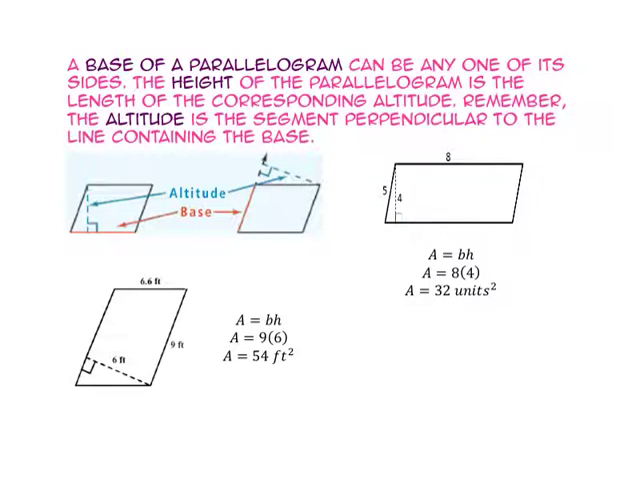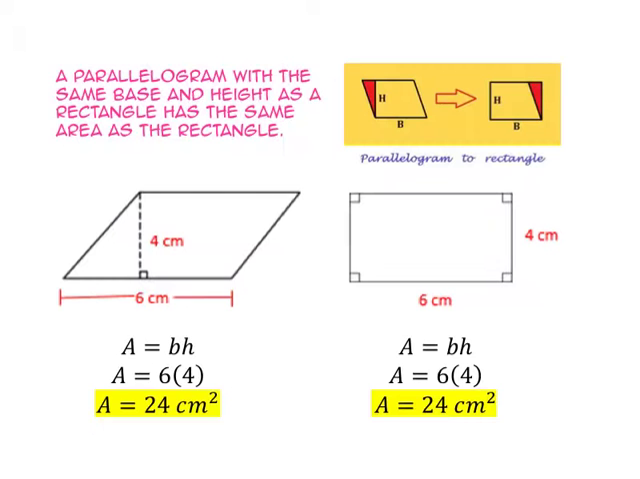Base times height, 8 times 4. Base times height, 9 times 6. A parallelogram with the same base and height as a rectangle has the same area as a rectangle.